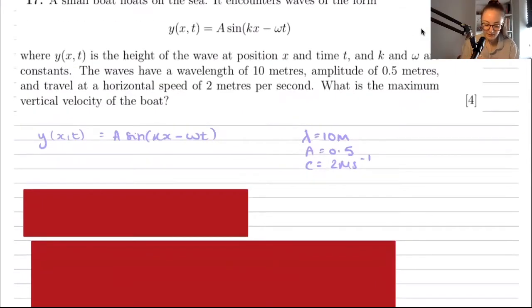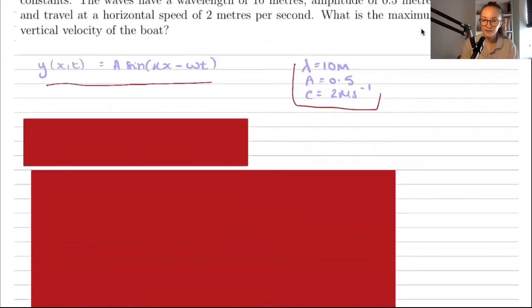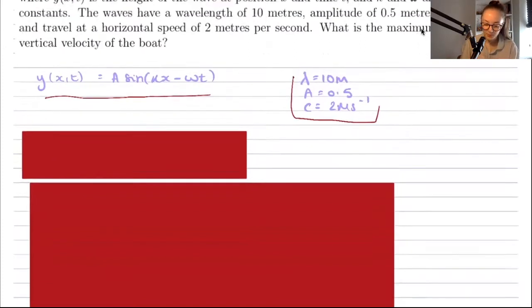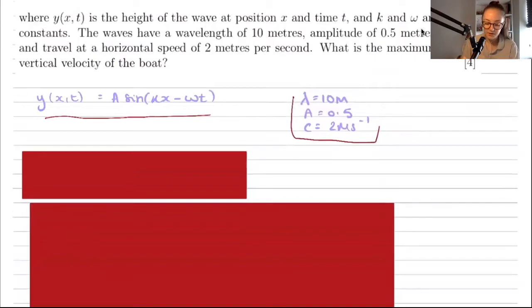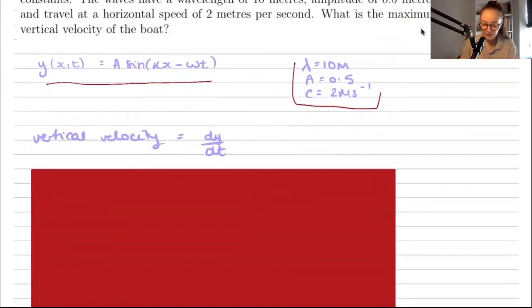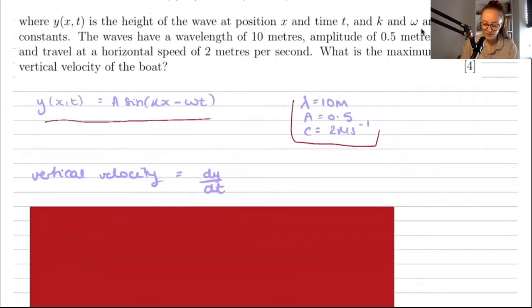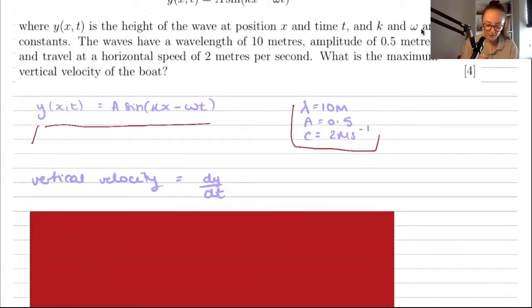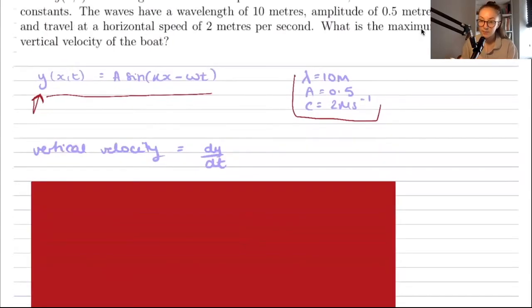So I've just written our information down here. This is our equation. These are the constants that they've told us. And in this case, it's important to put our calculus hats back on. We always seem to be putting our calculus hats on. But when they're asking for the maximum vertical velocity of the boat, we need to know what the vertical velocity is actually related to. And the vertical velocity would be the rate of change of this vertical displacement y here. So in other words, dy/dt.